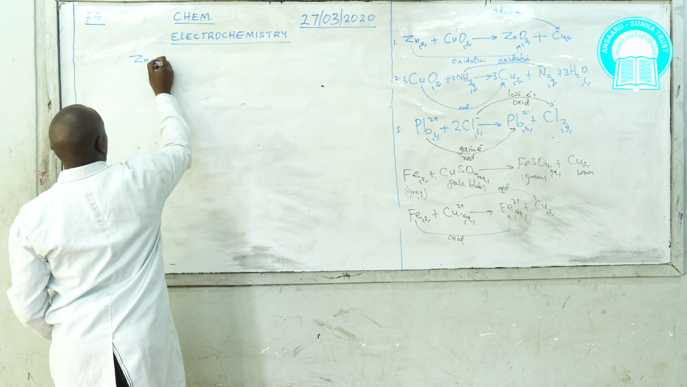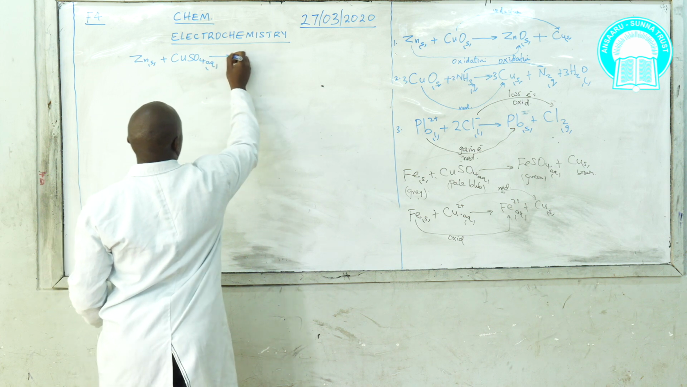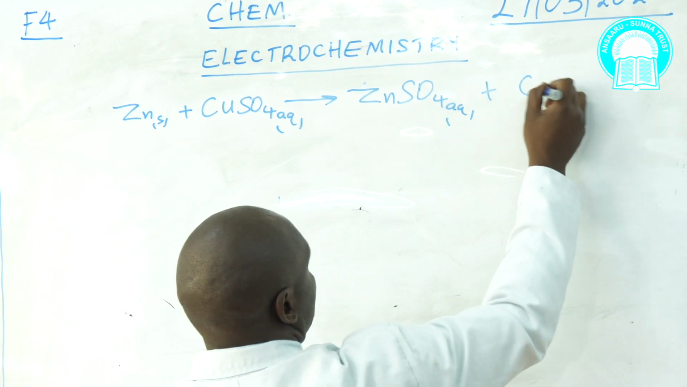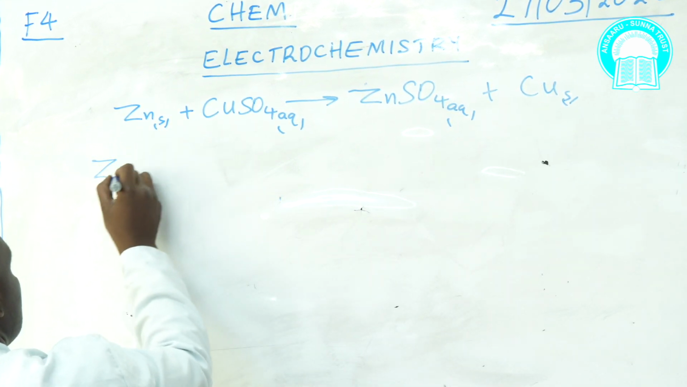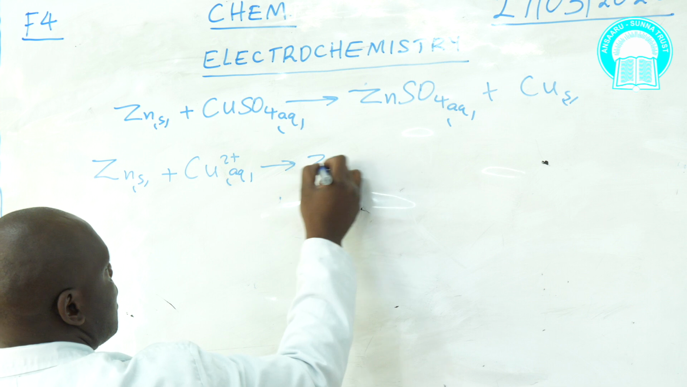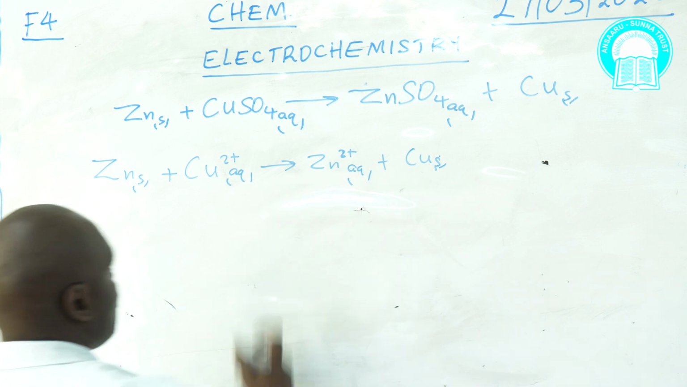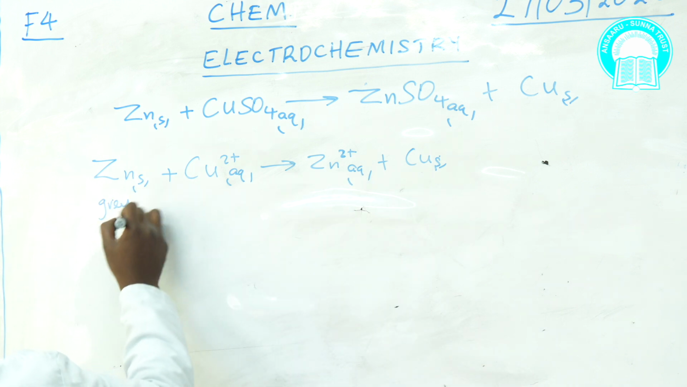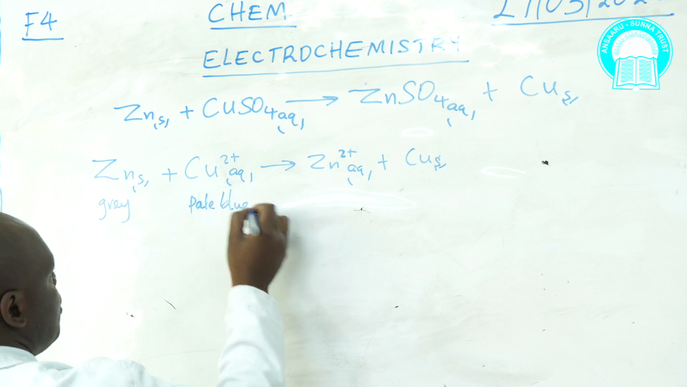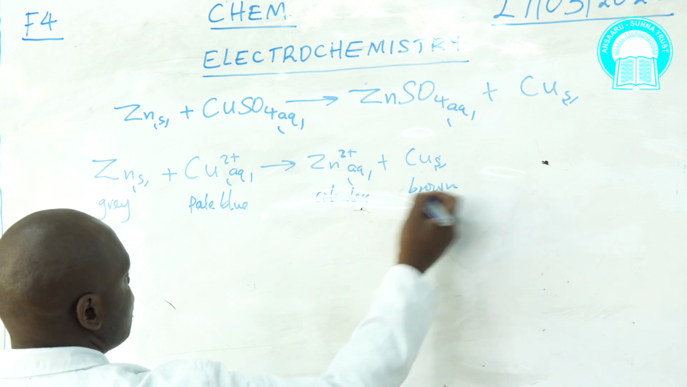So that is zinc powder, solid, reacts with the copper 2 sulfate solution. That is going to give us zinc sulfate solution and copper metal. The ionic equation, of course, is zinc reacting with copper 2 ions to give zinc ions in solution and copper metal. So also here, the zinc is gray, the solution of copper 2 ions is pale blue, zinc ions are a colorless solution, and copper metal is a brown solid.